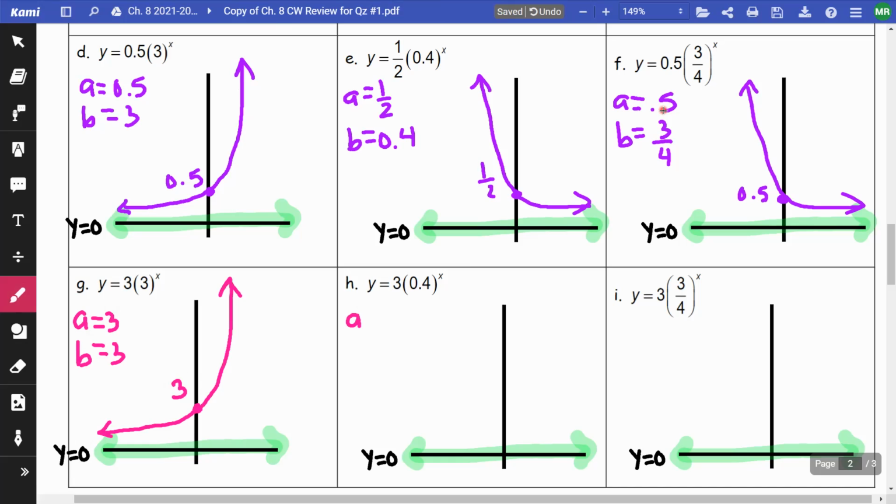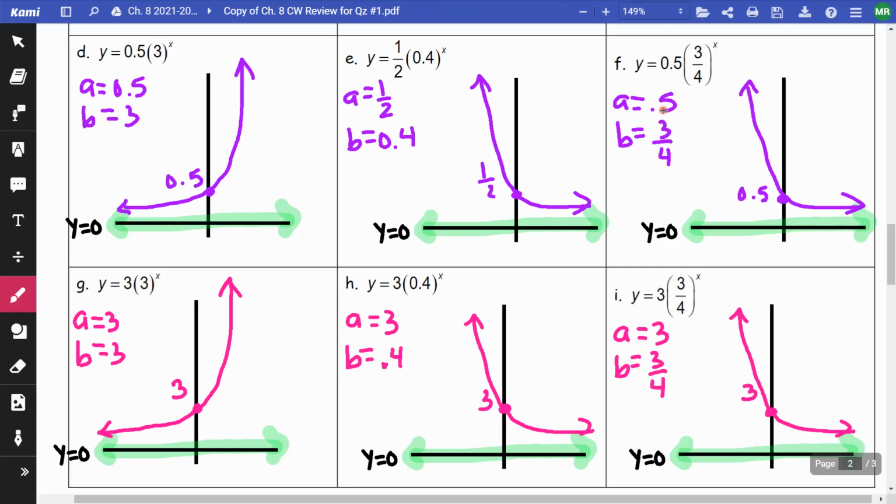On H, my A is again 3. So I'm going to be starting at a height of 3. But this time my B is 0.4. That is smaller than 1. So I'm going to be decreasing. On I, my A equals 3. So again, my y-intercept is 3. My B is 3/4, which is less than 1. So this is going to be, again, decreasing.